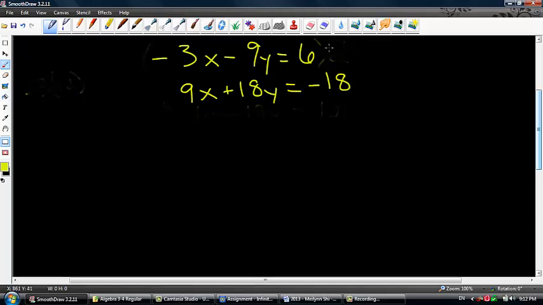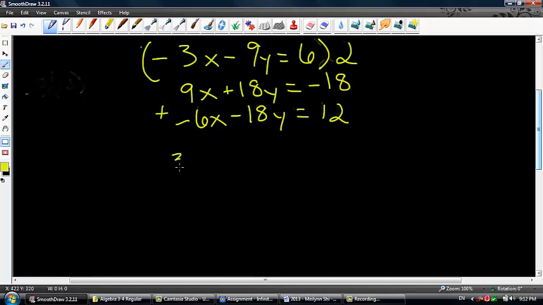So what we're going to do is multiply everything on that top equation by a positive 2. That'll change this negative 3x to negative 6x. Negative 9y becomes negative 18y. And 6 becomes 12. We're going to add these two equations together like we talked about earlier. 9x plus a negative 6x is a 3x. 18y plus a negative 18y we talked about earlier was 0. That cancels, that's what we want. And negative 18 plus 12 is negative 6.